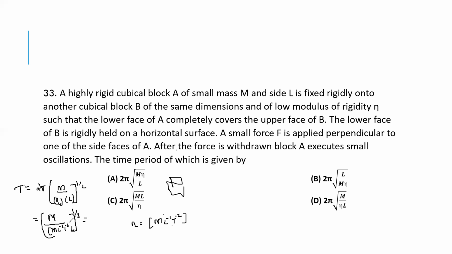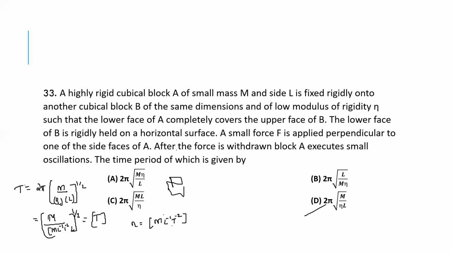So m will get cancelled, L minus 1, L plus 1 will get cancelled, t raised to minus 2. So t raised to minus 2, if it goes to the numerator, it becomes t raised to plus 2. t raised to plus 2 raised to 1 by 2 is nothing but t. Therefore, the correct option is option D. Option D is the correct option here.